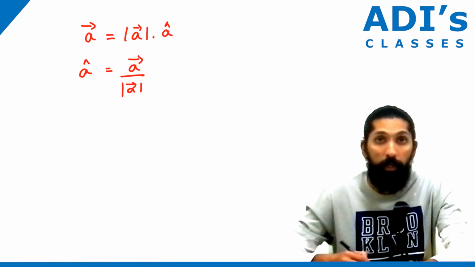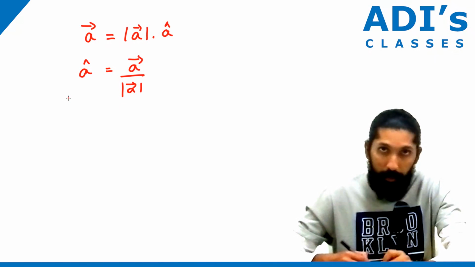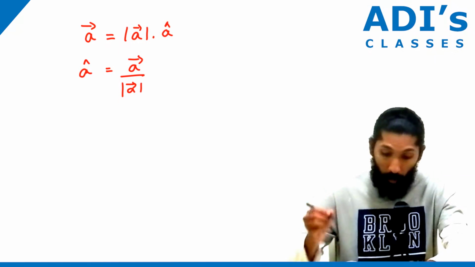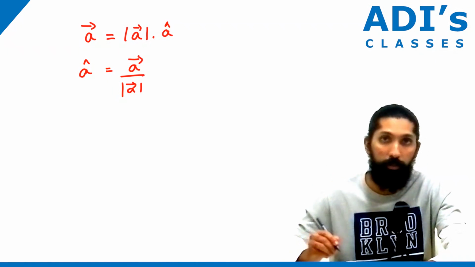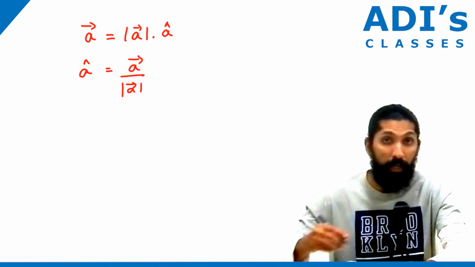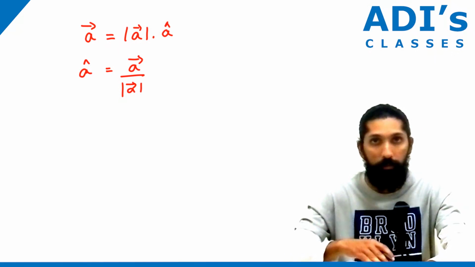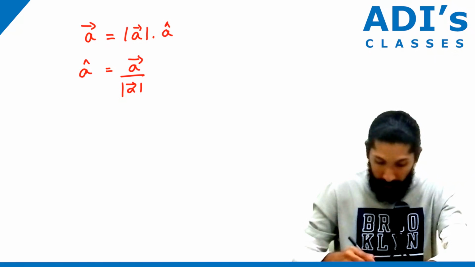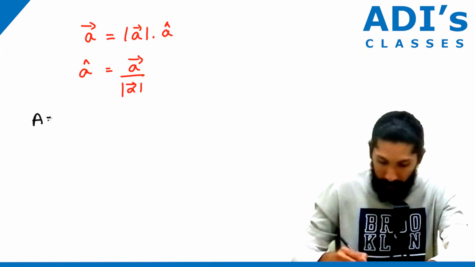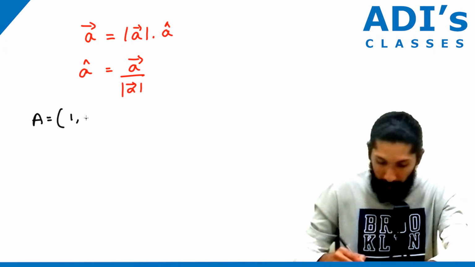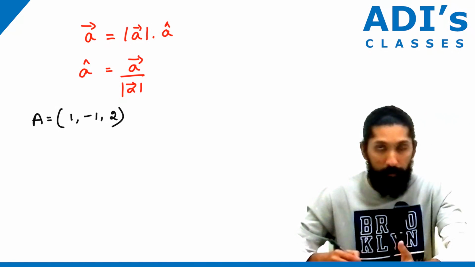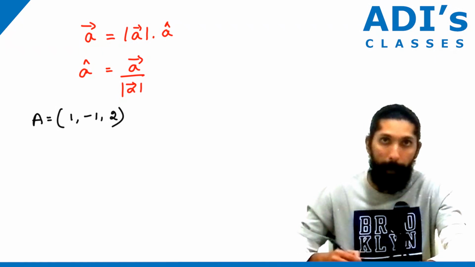Now, mod of A can never be 0 unless it's a 0 vector, correct? Because you're squaring and adding. That means you are going to have a direction. Now, let me show you an example as to how we calculate. Suppose my point A is given by 1, comma, minus 1, comma, 2. First, I'll ask you what is the direction in which this vector is present in the space.